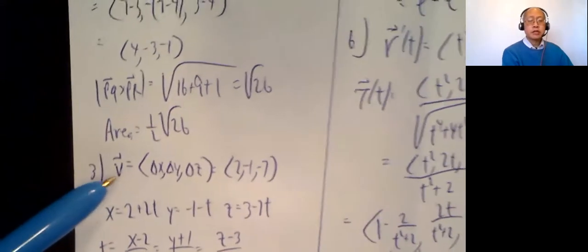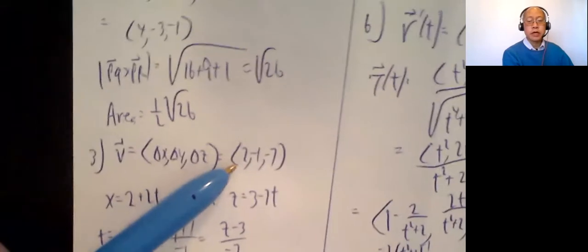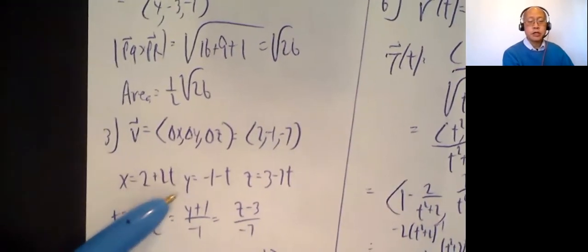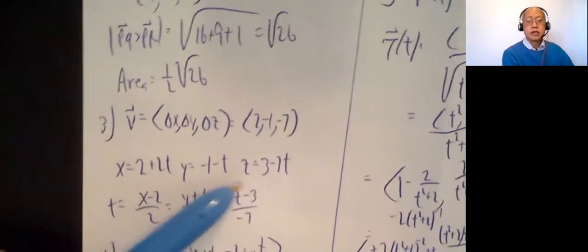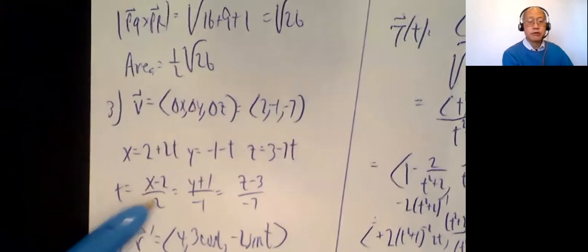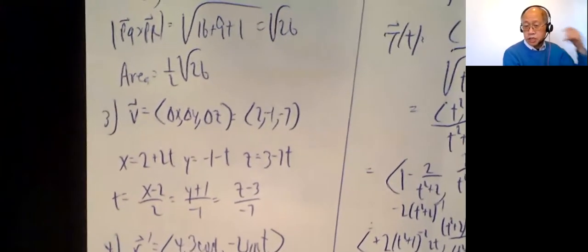Number 3, the direction vector is delta x, delta y, delta z, or 2, negative 1, negative 7. So x is 2 plus 2t, y is negative 1 minus t, z is 3 minus 7t. Solve for t. t is equal to x minus 2 over 2 equals y plus 1 over negative 1 equals z minus 3 over negative 7.